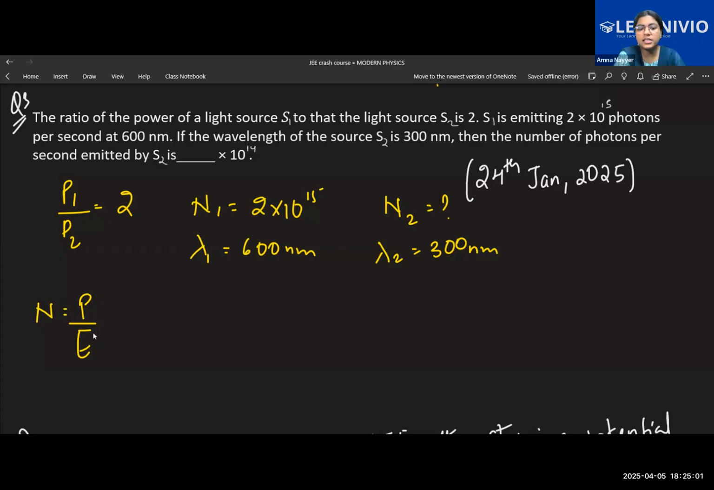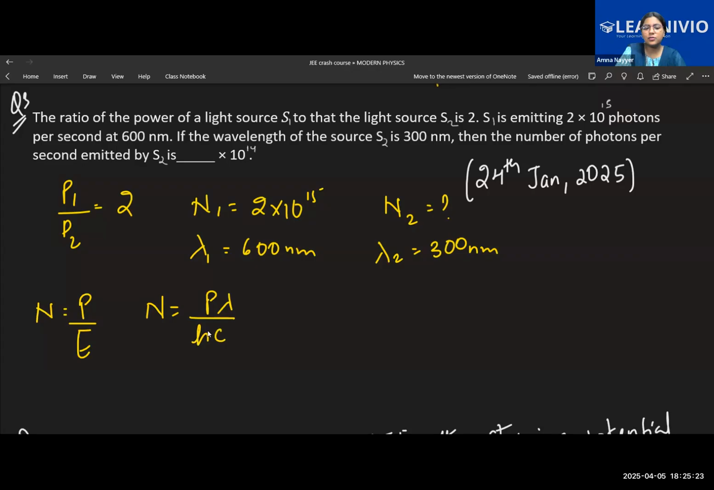Meera, energy is not given. Upasna told me to use this formula of energy. How should we solve it now? We'll take the formula of energy in terms of wavelength, hc by lambda. Very good. So number of photons will be power divided by hc by lambda.